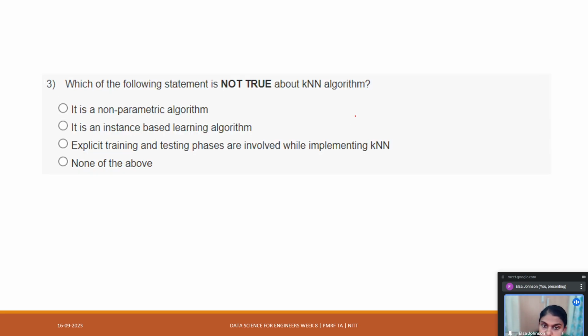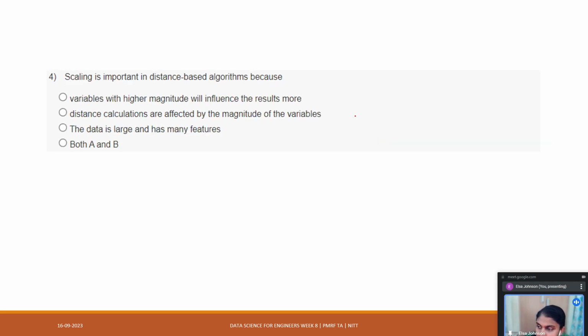Which of the following statements is not true about the KNN algorithm? Okay, explicit training and testing phases are involved while implementing KNN. Okay, then scaling is important in distance based algorithms, because this we have seen, that's why we have scaled it first. The reason for it.